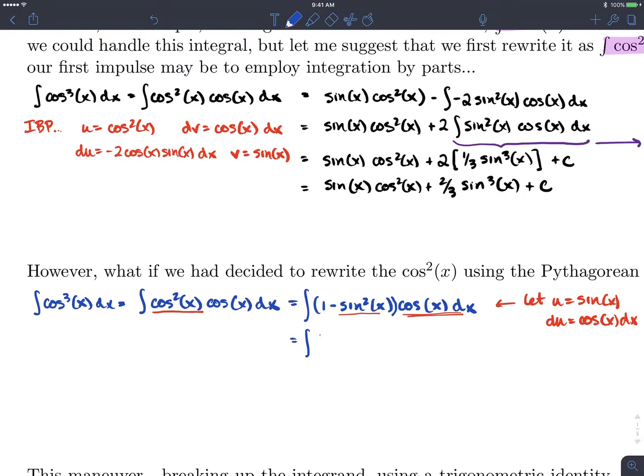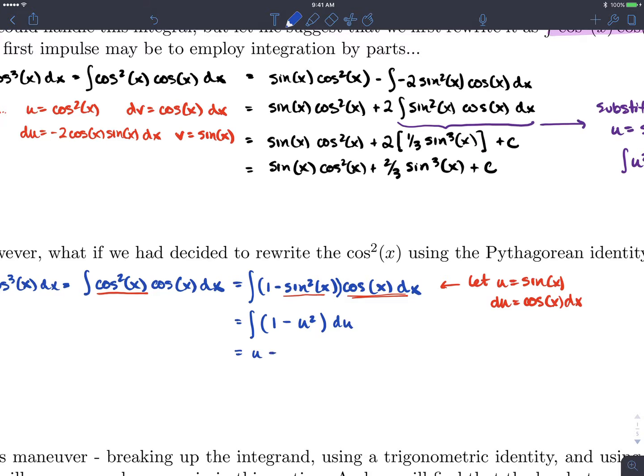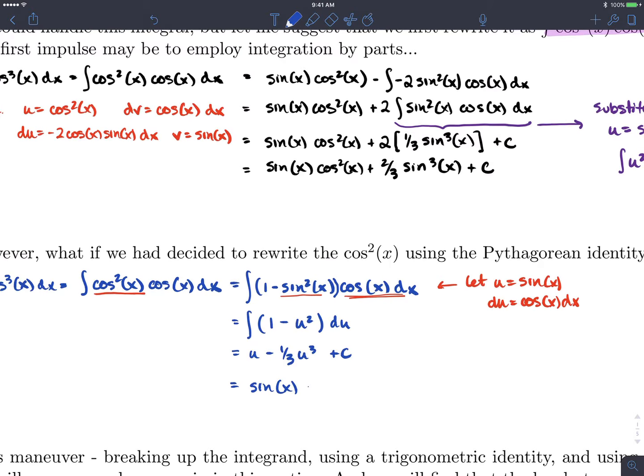So this integral becomes the integral of 1 minus u squared du. And we can do term by term integration on this, and we'd get u minus 1/3 u cubed plus c, which would give us sine of x minus 1/3 sine cubed of x plus c.